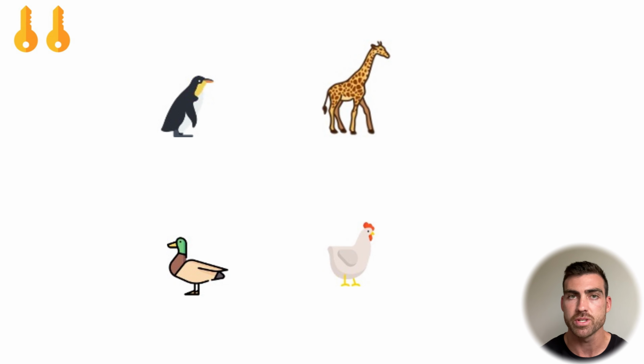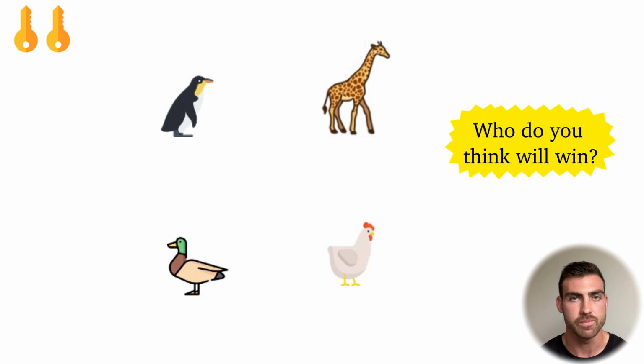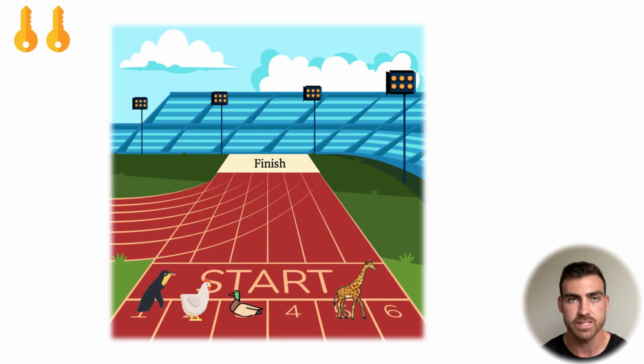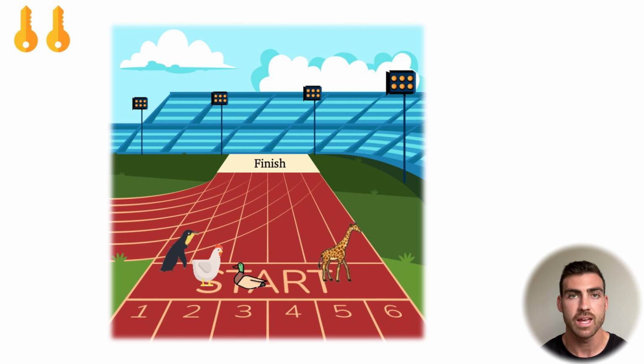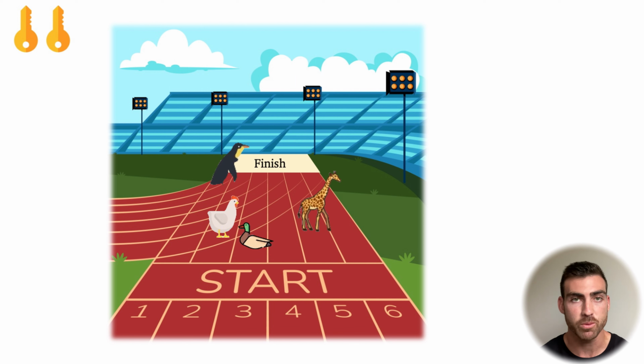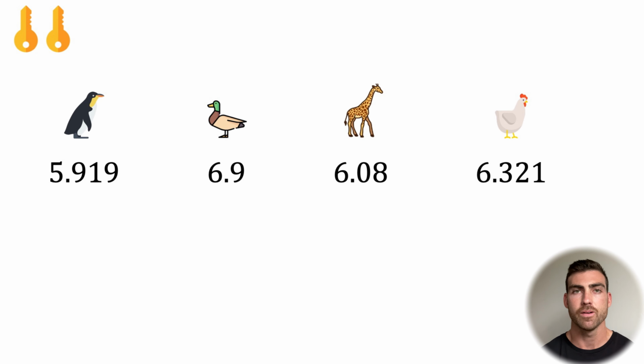Consider 4 animals that want to compete in a 50-meter race. We have a penguin, giraffe, duck, and chicken. Who do you think will win? They're about to start. 3, 2, 1, go. And the penguin wins. Now, if these were the times of each contestant, let's arrange them in ascending order, smallest to largest.